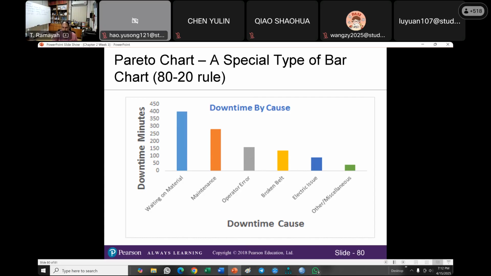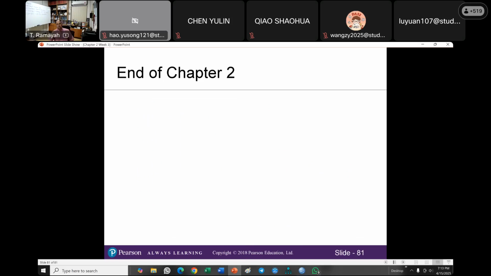So those are some of the tabular descriptions, the bar chart, pie chart, and so on. This is the chart that is used for quality purposes. We want to identify the biggest concern for our quality by looking at the Pareto chart, which follows the 80-20 rule. So those are some of the issues discussed in chapter number 2.